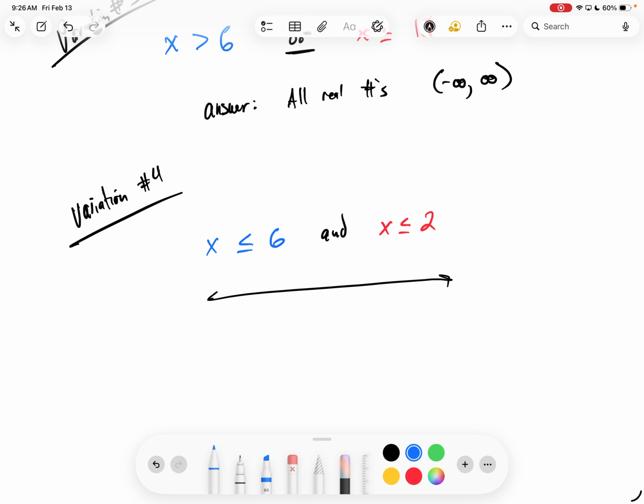All right, so when I go to graph this one, my blue line is less than or equal to, so I do a bracket and go forever to the left. My red line is less than or equal to, so I do a bracket, and I go forever to the left.